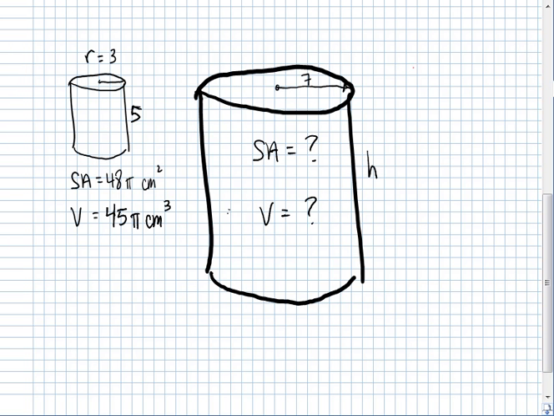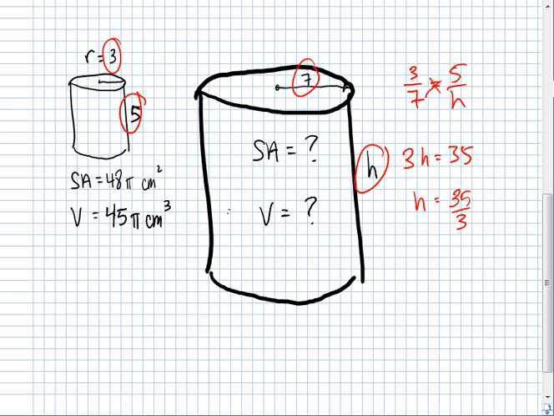So the ratio for the radius, and you can do it in any order, but let's do it this way, 3 over 7. 3 over 7 is going to be equal to the same ratio, 5 over h. Okay, so cross multiply and solve. 3h equals 35. So obviously the height is 35 over 3 or 11.7, something like that. Okay, so there we go. There's the height. That's the easy one.